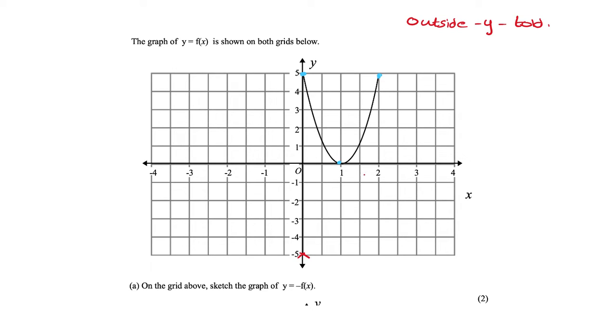Okay, now this coordinate 1, 0. 0 multiplied by -1 is going to be 0, and the x coordinate doesn't change, so it's going to be here. And then over here the x coordinate doesn't change, but remember 5 is multiplied by -1, so it's going to be -5. Okay, we've plotted the points. All we need to do now is join them up.